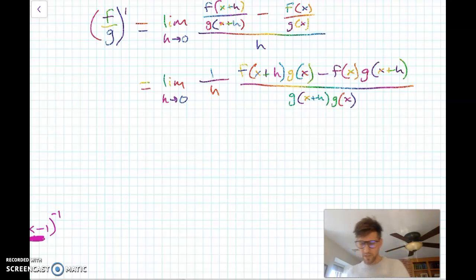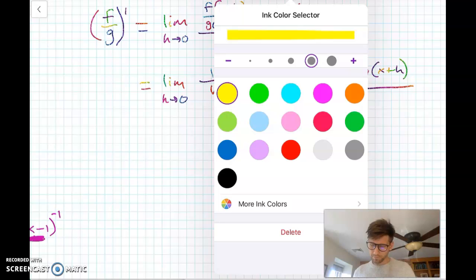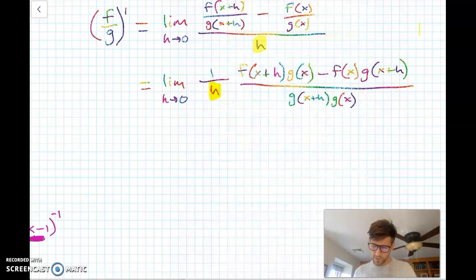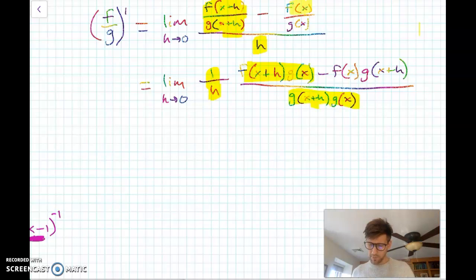So essentially what I've done here is move this h over as a product. Now what I could do is get a common denominator by multiplying this left quotient by g of x over g of x to get this first term in this denominator. Then I'll multiply the right term by g of quantity x plus h over g of quantity x plus h, which is where I got this term, and now they have the same denominator.